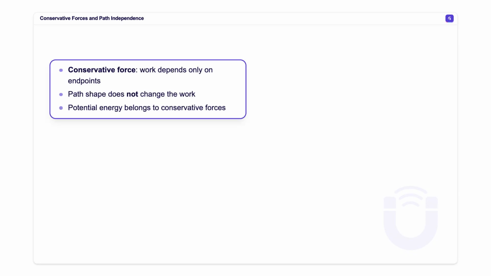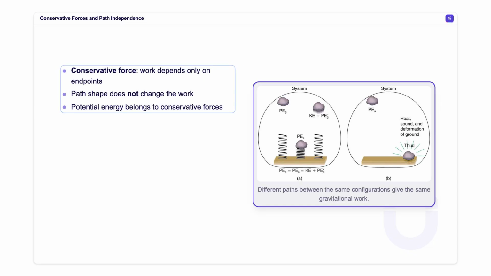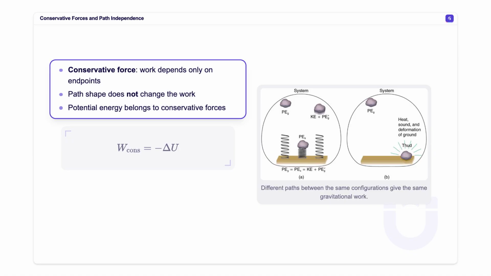part of the route. A conservative force means the work depends only on the endpoints. Gravity and ideal spring forces are the classic examples you will see often in AP Physics C. Look at the different paths between the same starting and ending configurations. Even if one path curves and another is more direct, the gravitational work is the same because only the change in height matters. This is why potential energy is linked only to conservative forces. A potential energy function can describe the energy stored by position or configuration, but that works only when the path does not affect the work.